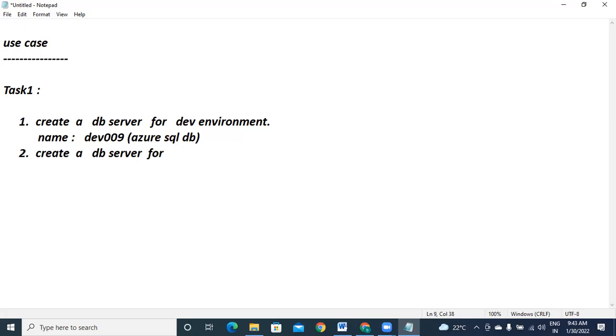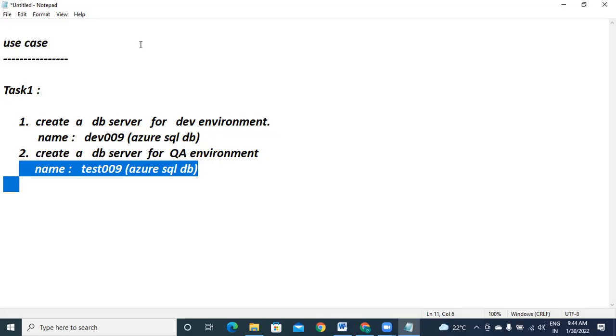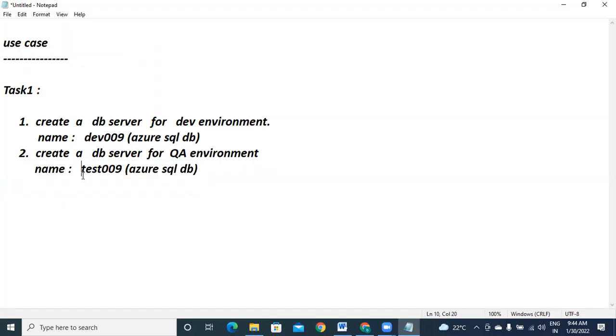So next you have to go for QA. Here the name should be test009. Same Azure or different database, whatever database you have, your wish. But one thing, sir, if the database gets changed, a separate linked service you have to create. Both are in Azure SQL, then you can go ahead. So generally, whatever database you have in the dev environment, the same database should be there in the test environment. Okay.